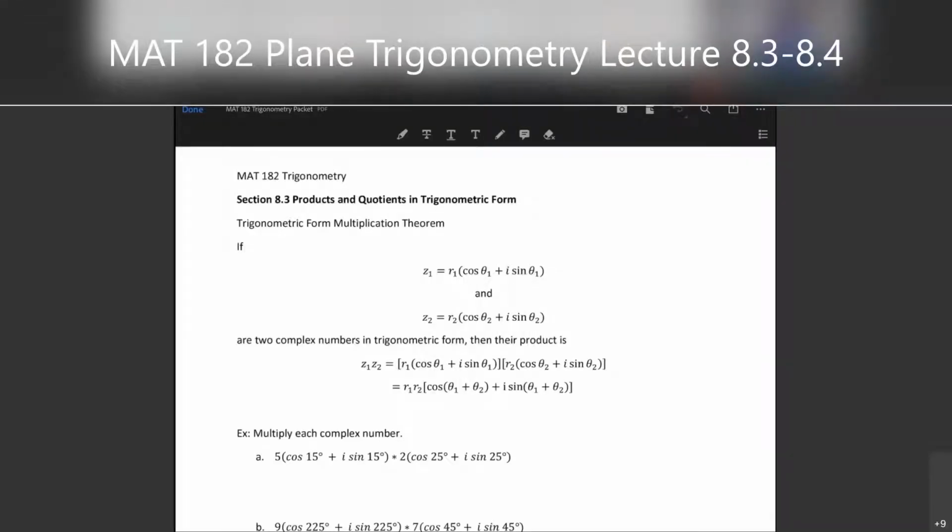All right, so welcome everyone. This will be our last lecture in the trigonometry course. We're going to be going over the last two sections in chapter 8. This is the last chapter that we will be covering.